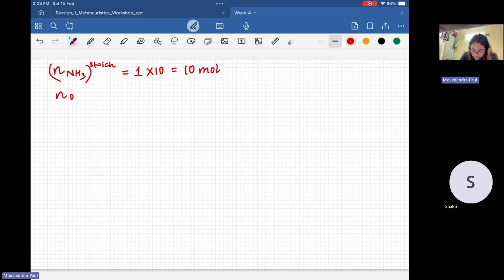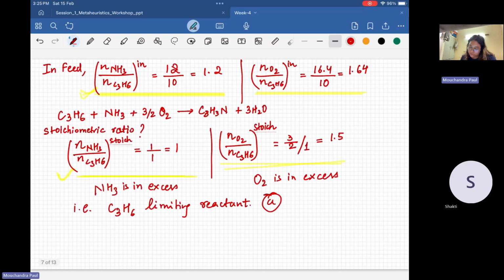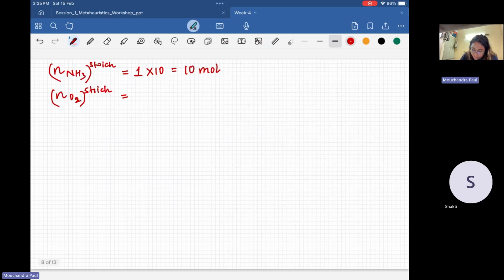Similarly, for oxygen, the stoichiometric ratio tells us that we need 1.5, or 3/2. And again, there are 10 moles of propylene. So we need only 15 moles of oxygen stoichiometrically. Now let's calculate the excess.